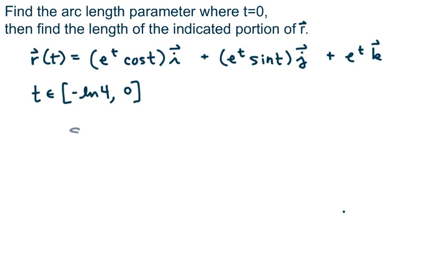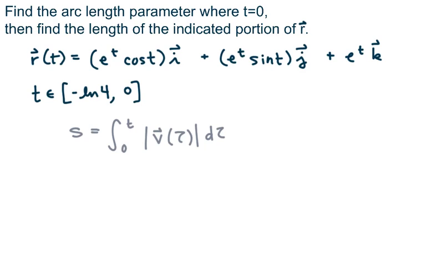In order to do this, we're going to determine s. We're going to use the formula: the integral from 0 to t of the magnitude of the velocity vector with regard to tau, integrated with respect to tau.